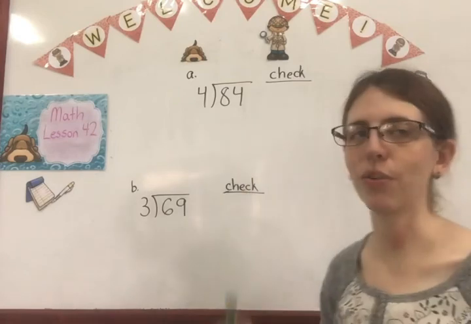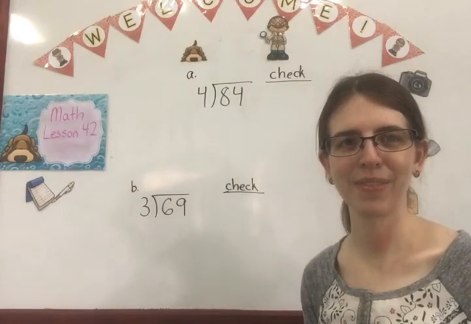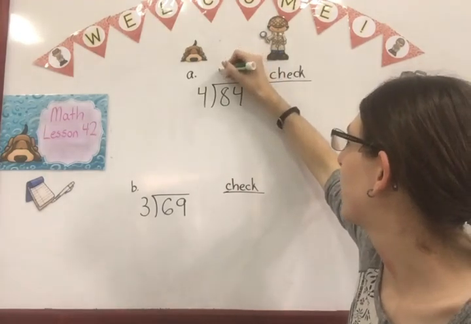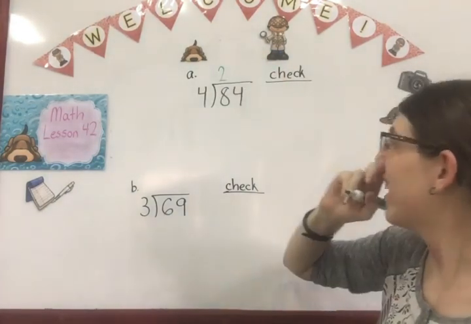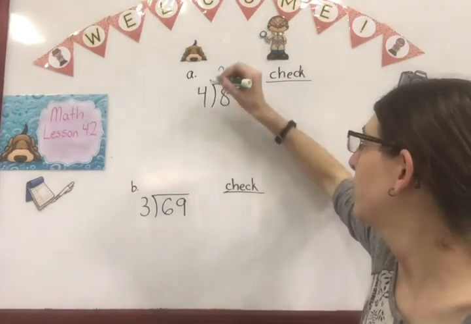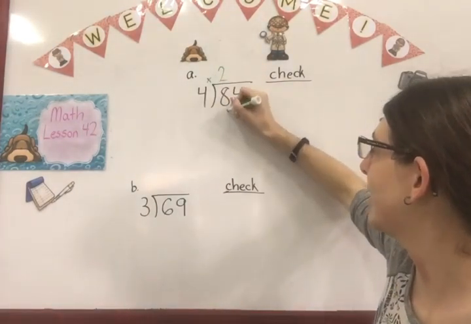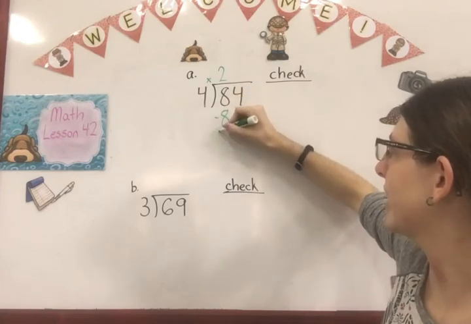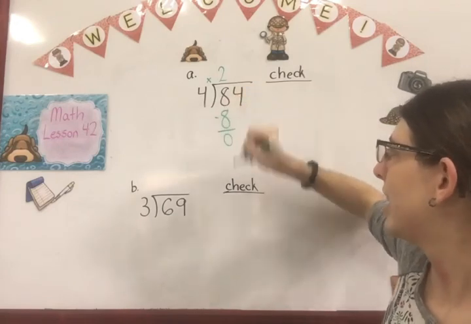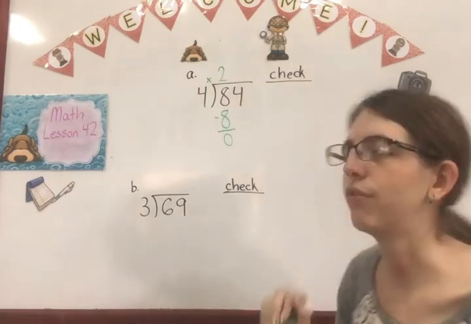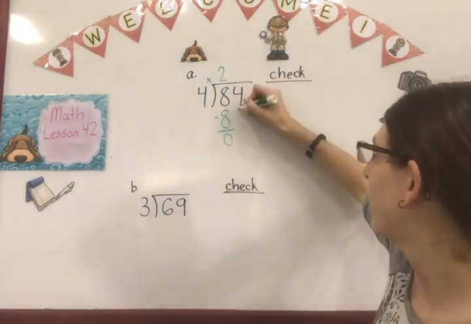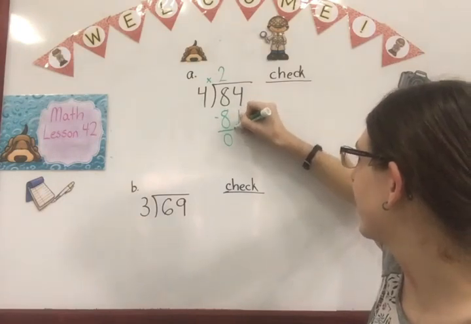8 divided by 4 is 2. That's right. So I put my 2 right over the 8, and now I multiply. 2 times 4 is 8. Now I subtract. 8 minus 8 is 0. Now I compare. Is 0 less than 4? Yes, it is. So now I bring down. I bring my 4 straight down.